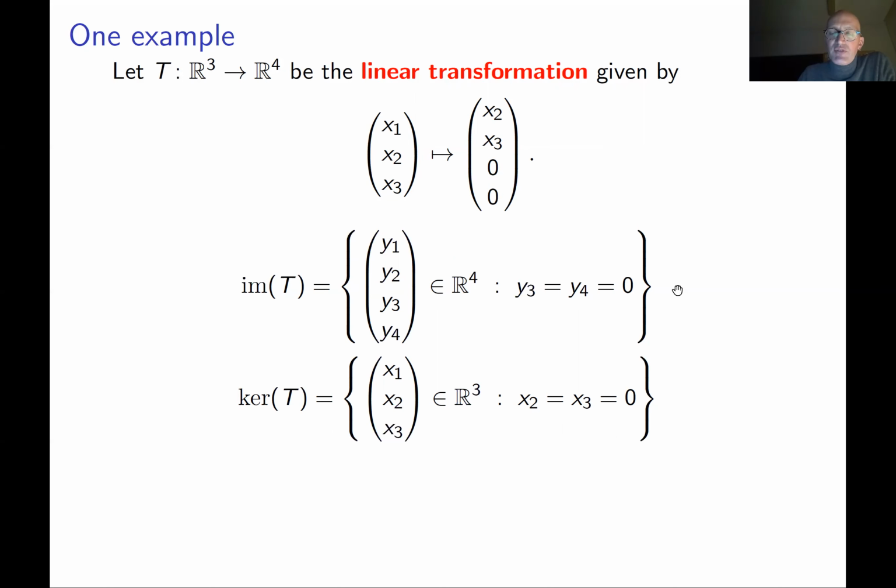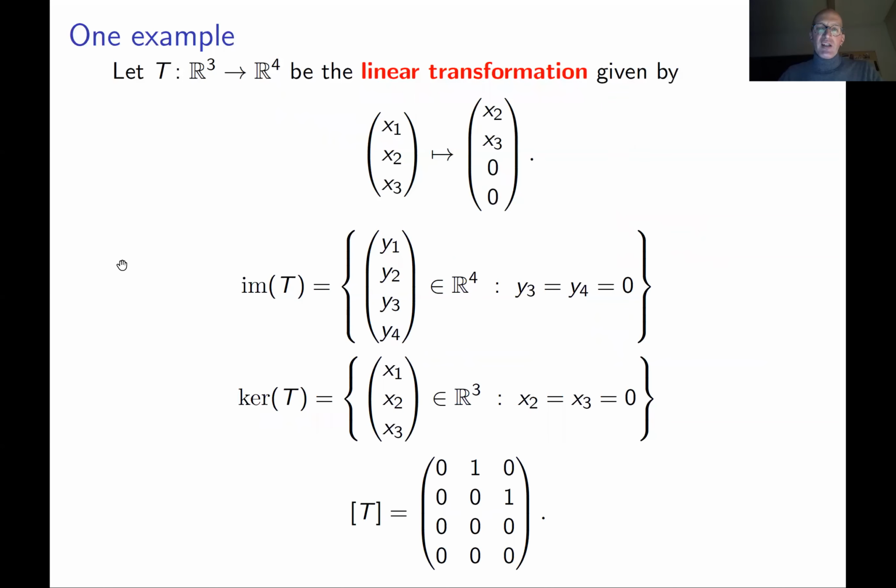What's the image? It's clear the image consists of all vectors that look like this, for any x2, x3. So it's given by the equations y3 equals y4 equals zero. This basically follows from the formula. This is just an illustration of these two notions. And if you take the corresponding matrix of T, you get this matrix, which may remind you a little bit of the homework problem.